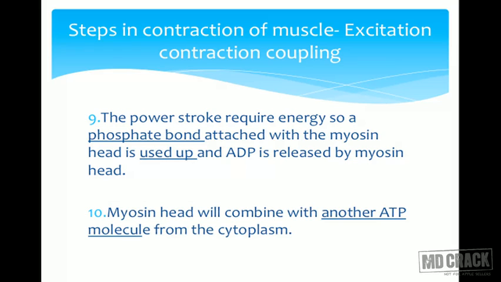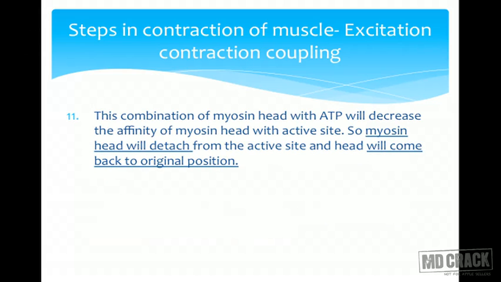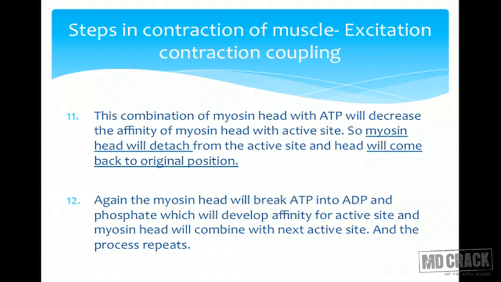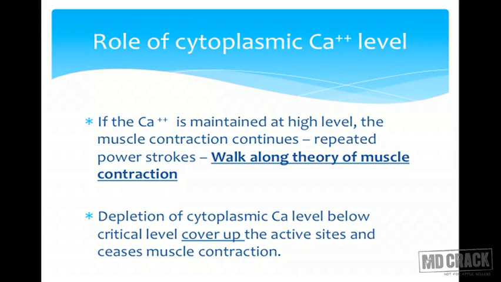The ATP binding site is free. So another ATP molecule will combine with the myosin head. But now this myosin head and ATP will not have affinity for the active site. So by the spring action, the myosin head will detach, and in the meantime what will happen? It will come back to its original position, but now it is near the next active site. Meanwhile ATP will be broken down into ADP and phosphate again, and again the affinity will develop. This will continue as long as the calcium level in the cytoplasm is maintained.